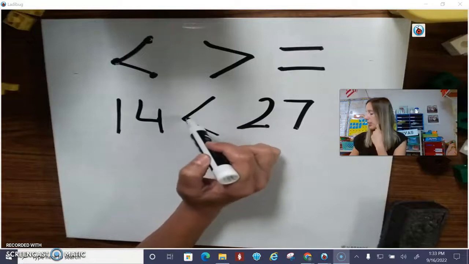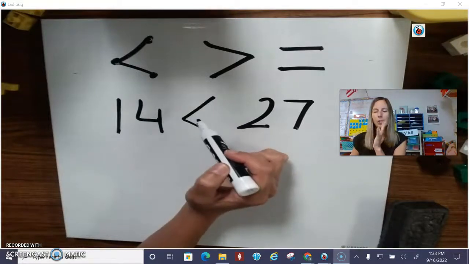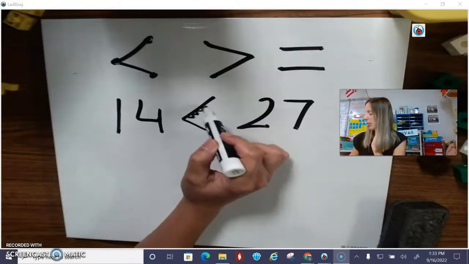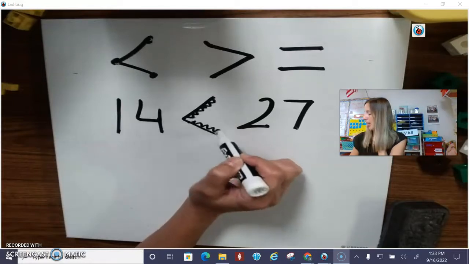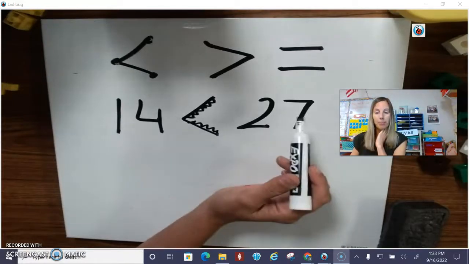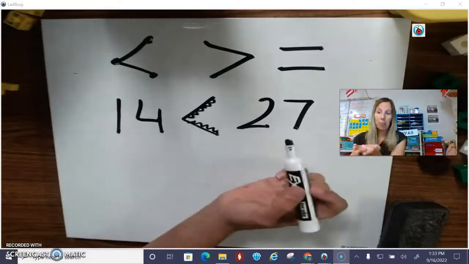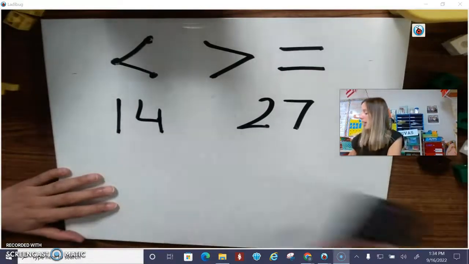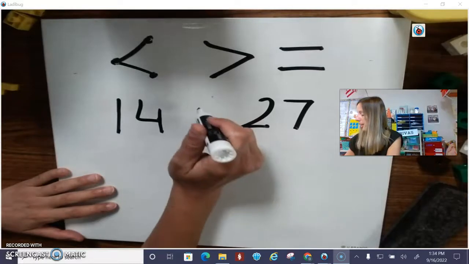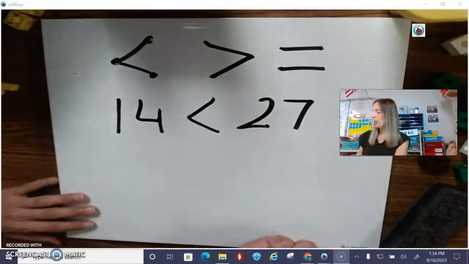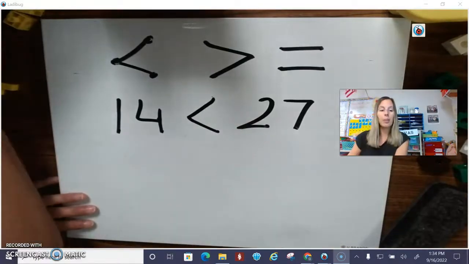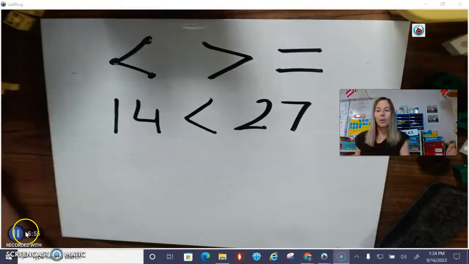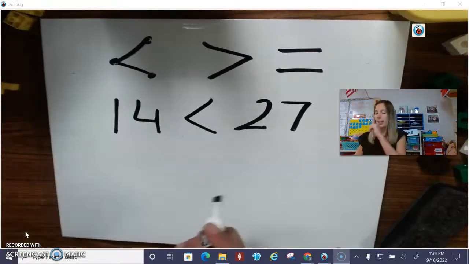Some teachers tell them, but I normally don't use this much, it's like a crocodile. And the crocodile wants to eat the big number. And this is the mouth. That helps as well sometimes. Now, we are going to be using the symbols to compare the numbers.